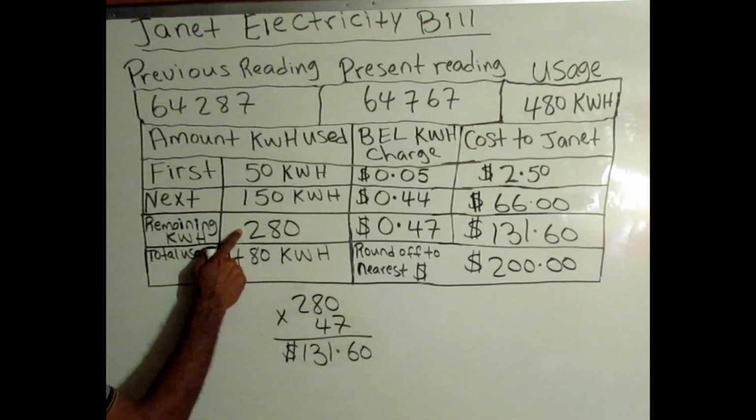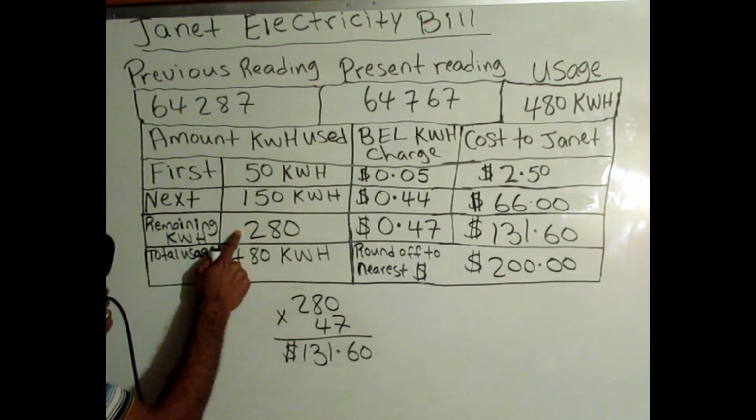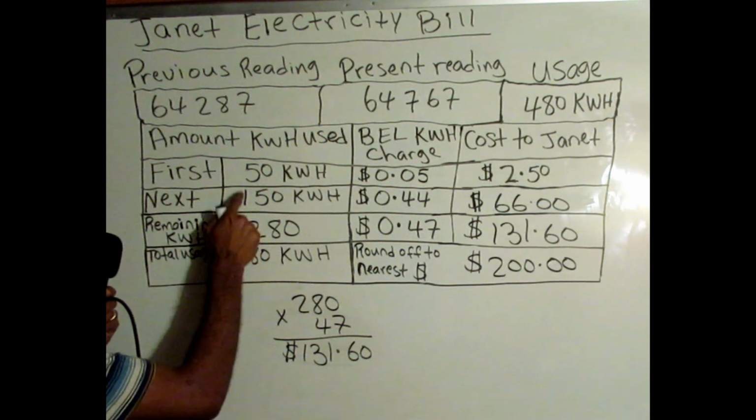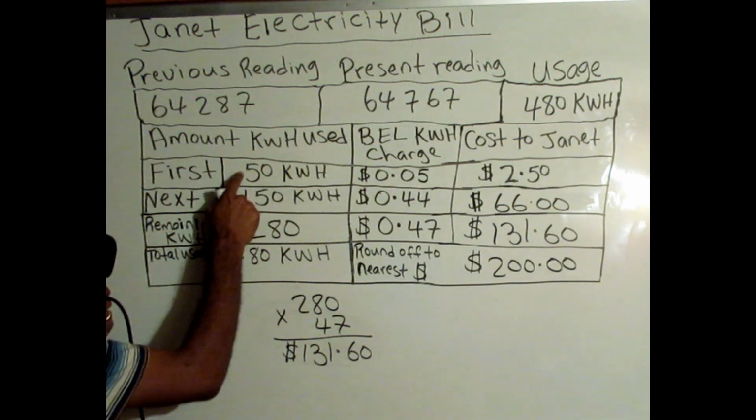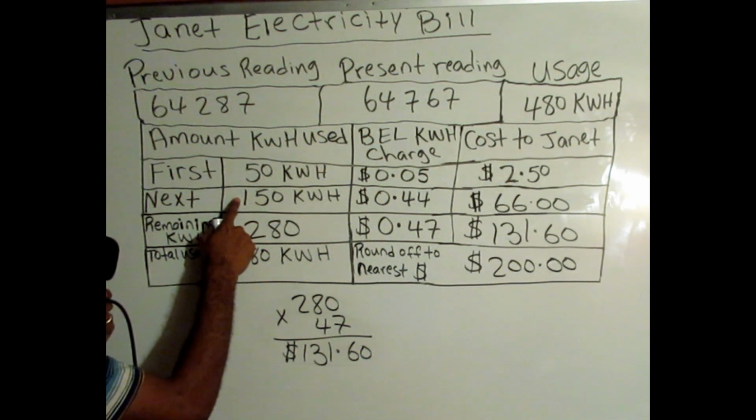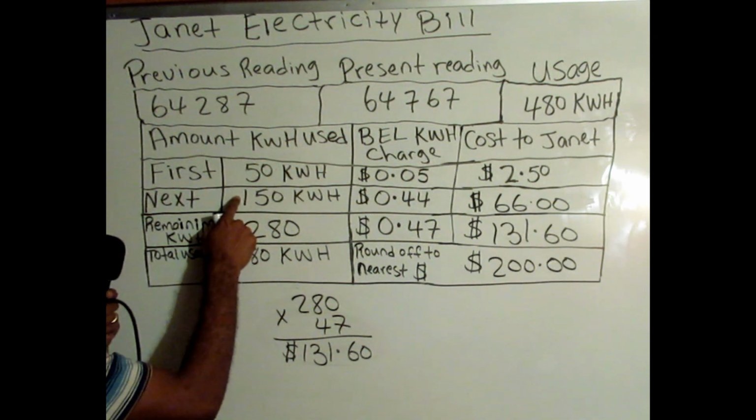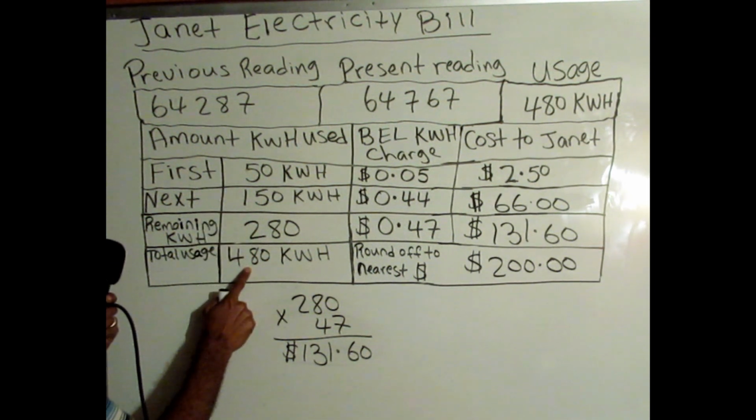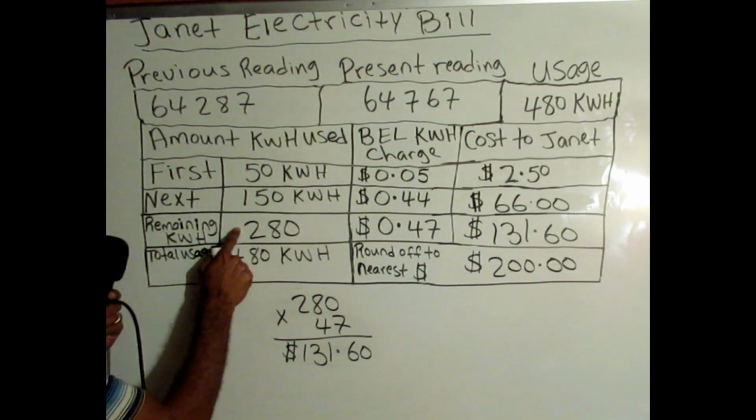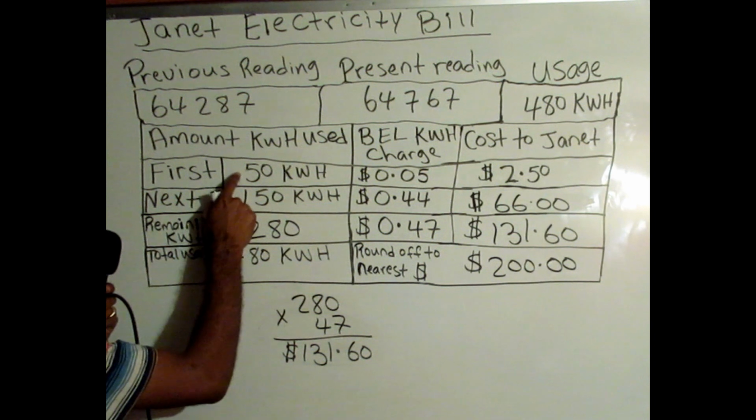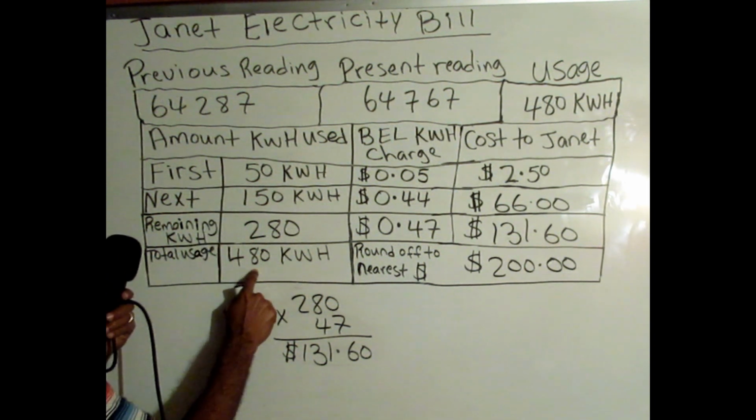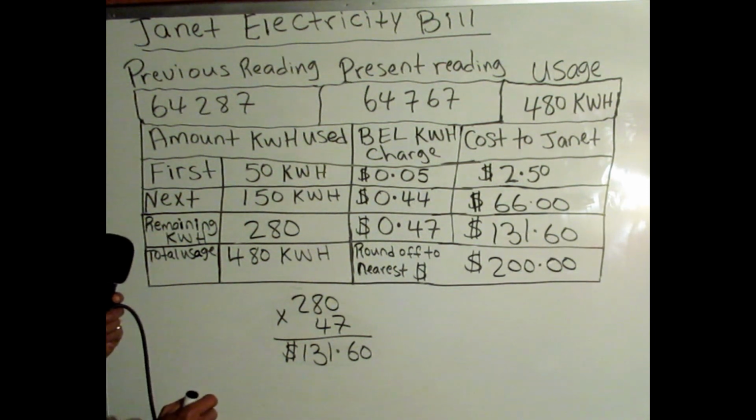So what did we do to find out how to get this 280? We know that Janet used 480 kilowatts total. And so we add this 50 by 150 that the problem gave us. And when we add this 50 plus this 150, we got 200. And when we minus this 200 from this 480, it gave us 280. And how do we know that we are correct and on the right track? When we add the 50 plus 150 plus 280, that's supposed to give us back our 480 kilowatts.